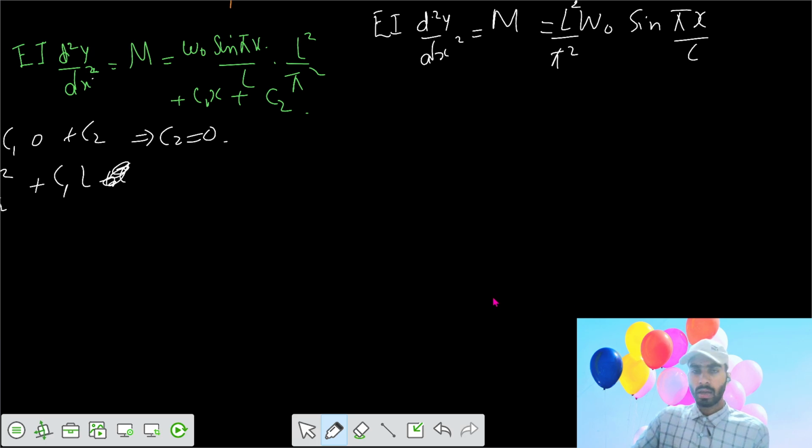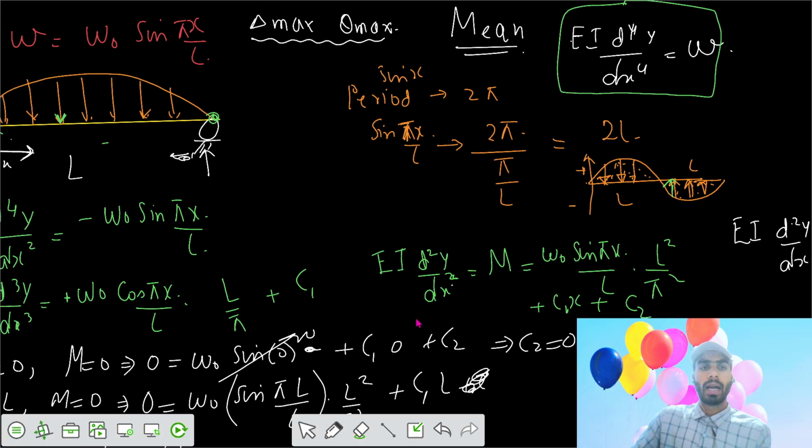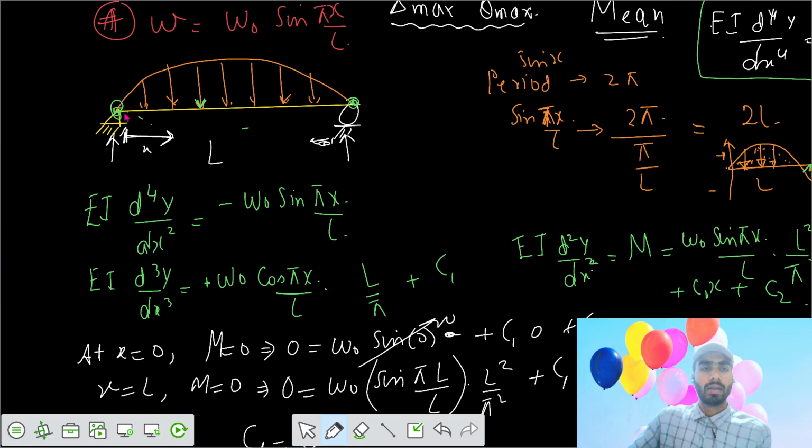Now we want to get the delta max and the theta max. So the deflection would look like this. The loading is symmetric, which means the deflection is maximum at the mid span, and theta would be maximum at the supports.